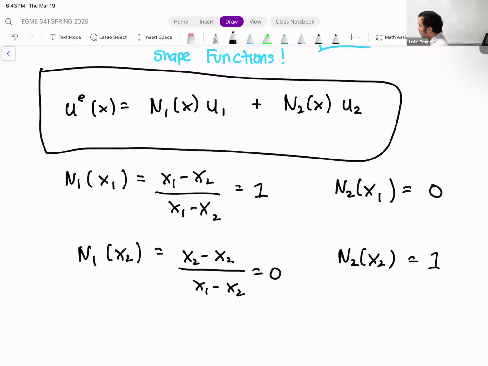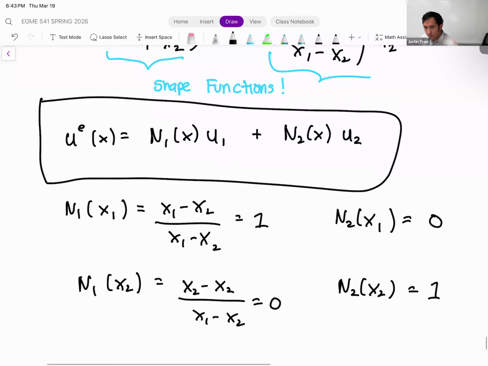So this property of shape function is actually going to be retained once we go to higher dimensions. Once we go to 2 dimensions and 3 dimensions, these shape functions will have these same properties. The only thing that's going to be different is that our shape function is going to have a different form.